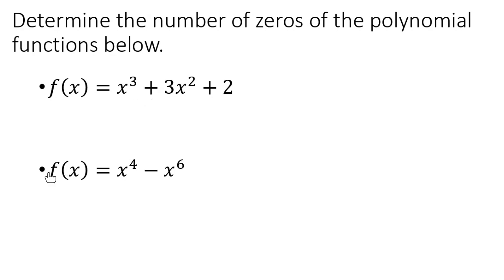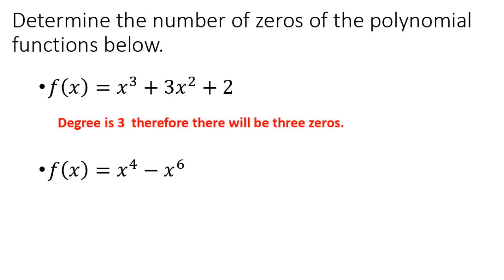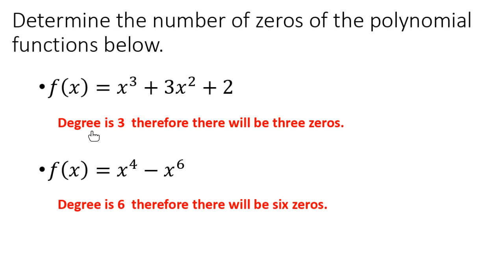Then if we look at the second one, we have x to the fourth minus x to the sixth. The degree of that polynomial is going to be, is it 4 or is it 6? 6. Remember, it's always going to be the highest. So it tells us that there's 6 zeros. However, some of the zeros, as we've seen before, can be complex numbers. If it does have a complex zero, they come in pairs. We'll talk about that when we get to some of those examples. Again, for the first one, we have 3 zeros. The second one is going to have 6 zeros.